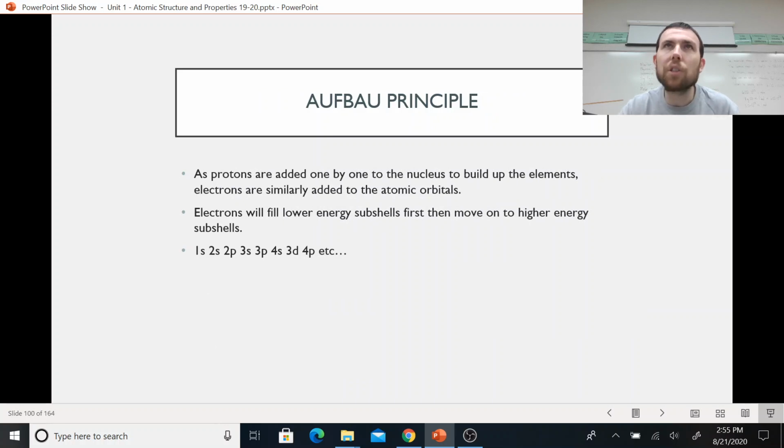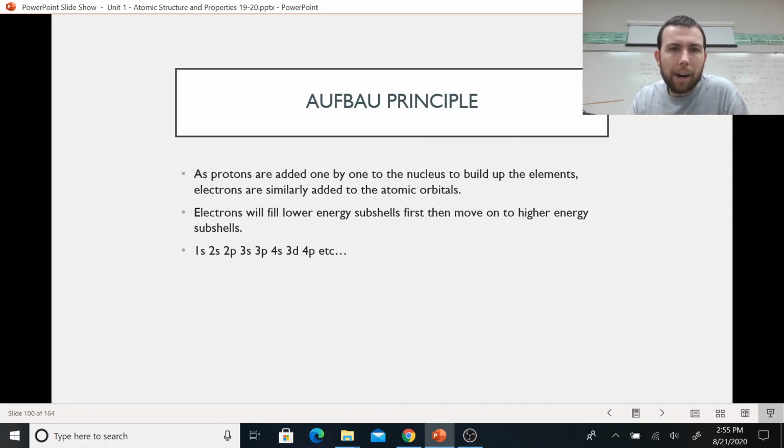The last principle that we need to consider when it comes to filling an electron configuration: we've got Hund's rule, which talks about maximizing the same spins. We've got the Pauli exclusion principle, which talks about making sure electrons don't have the same spin within the same orbital. And the last piece is the Aufbau principle. The Aufbau principle states that as protons are added one by one to the nucleus to build up the elements, electrons are similarly added to the atomic orbitals.